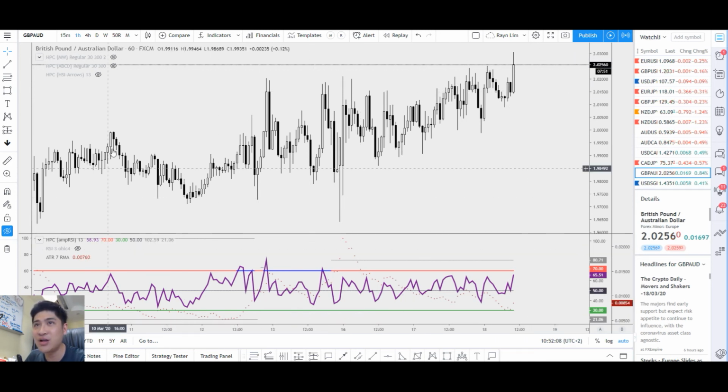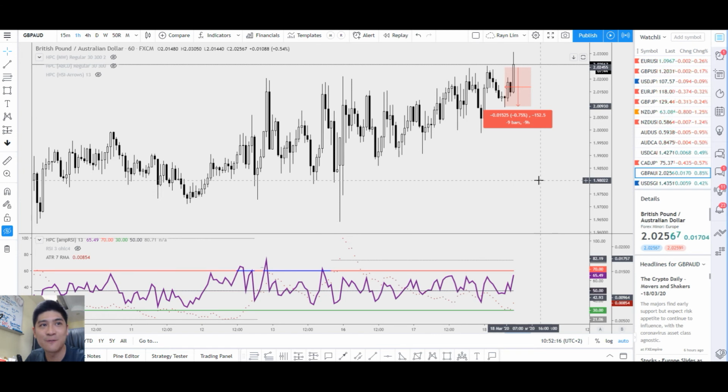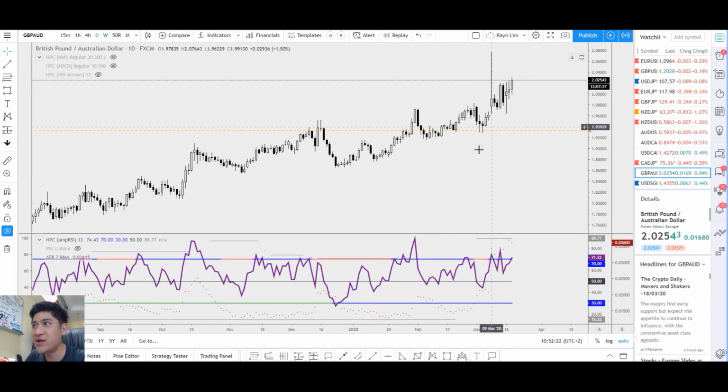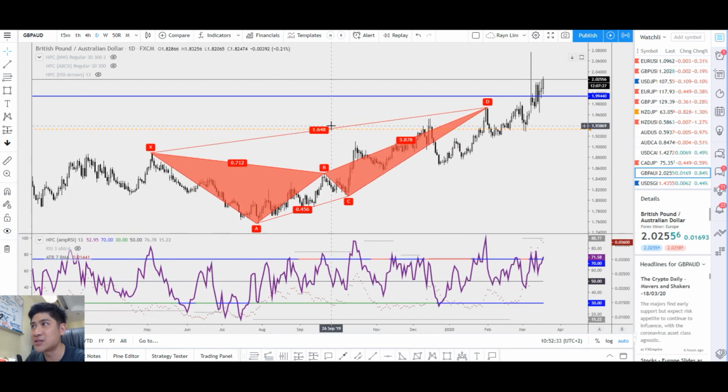Hey guys, don't underestimate this move, man. You see, if I take this move, it is 152 pips. Great. And it happened over a series. Yes, it will break down somewhat, or it will shoot all the way up somewhat, but it is still a valid pattern for now. Alright, so this is my analysis.